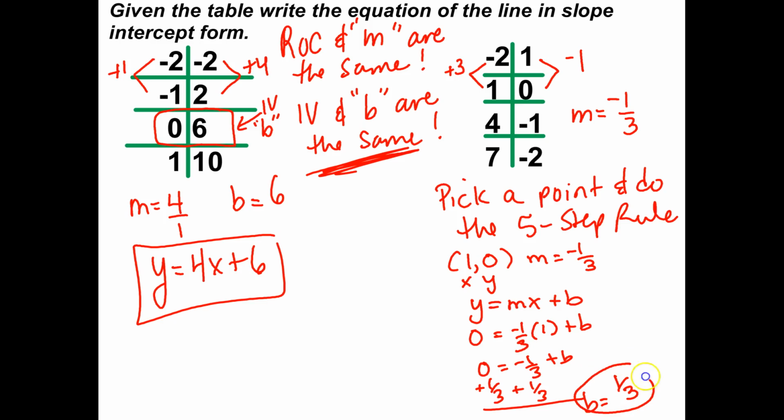Oh, simple, right? Yeah. So what is the equation of this line? y is equal to negative 1/3 x plus 1/3.